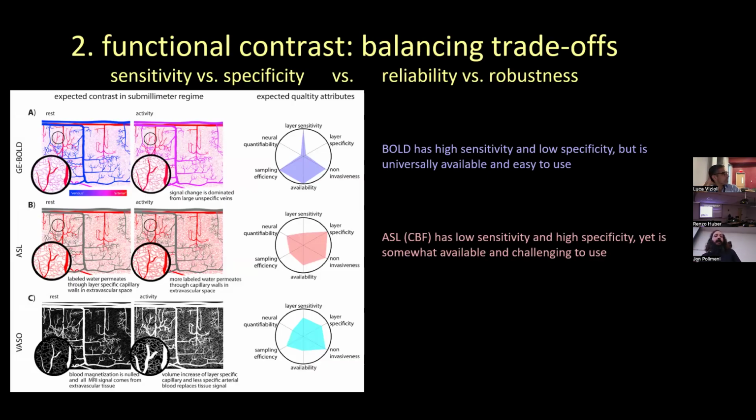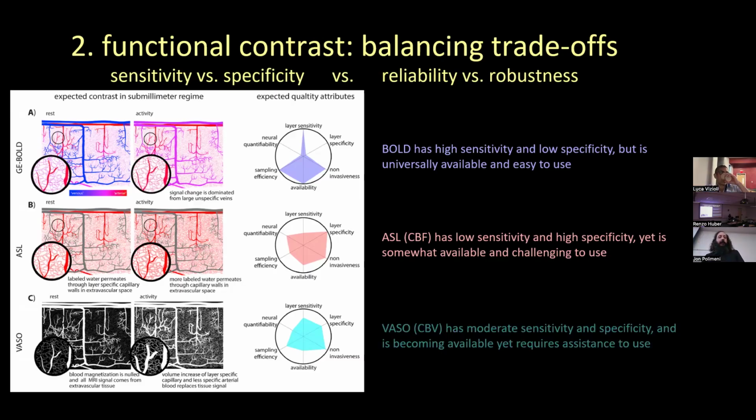Other techniques such as ASL to measure cerebral blood flow have really low sensitivity, but really high specificity. It's really weighted towards the microvasculature, the capillary bed, which is where we want to be measuring. Yet it's only somewhat available. It's really challenging to use, especially at high resolutions and at 7T, and so it's not commonly used in layer fMRI.